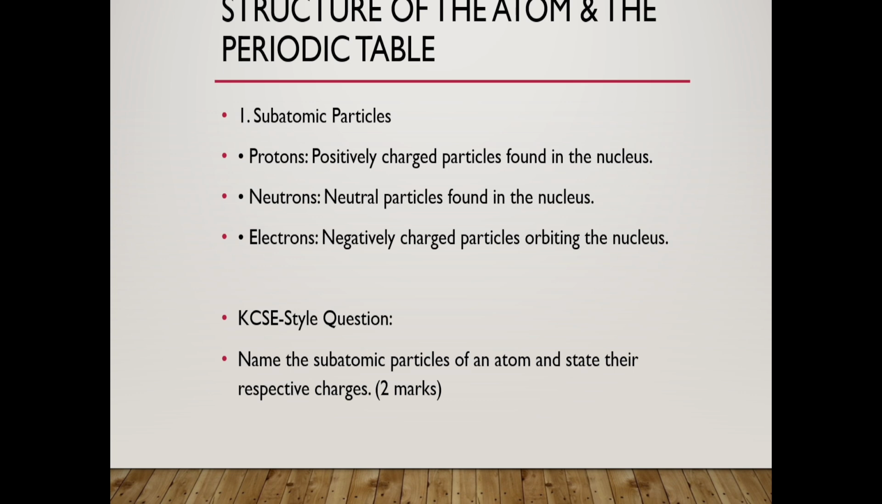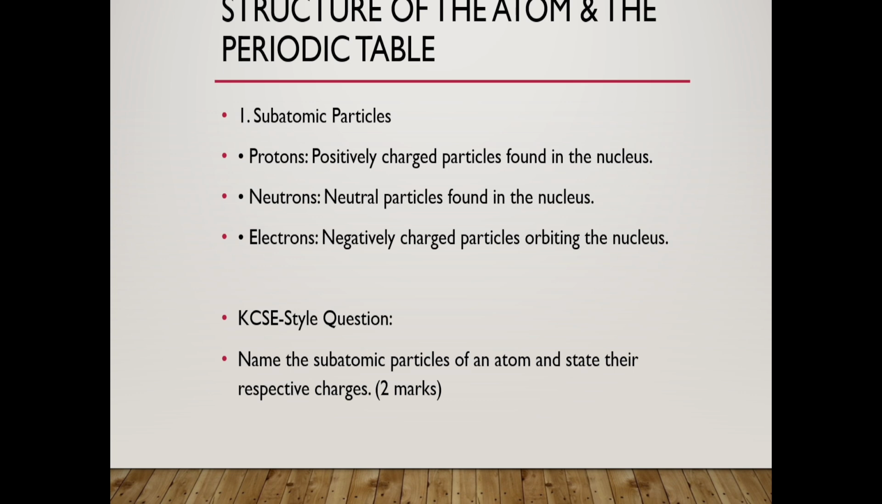So let's delve into the subatomic particles of an atom. Inside an atom, we have three subatomic particles. Just like you see on this presentation, we have protons, neutrons and electrons. If someone was to ask you what a proton is, what a neutron is, what an electron is, you define it this way. Protons are usually positively charged particles found in the nucleus. And neutrons, from the word neutral, are neutral particles found in the nucleus. So two subatomic particles are found in the nucleus, and that includes protons and neutrons.